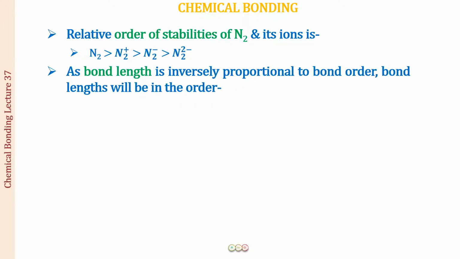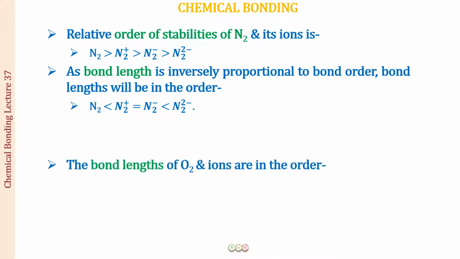Next we have is the bond length comparison. So bond length is inversely proportional to the bond order. The bond lengths therefore will be of the order N2 being the shortest bond length, then N2 positive and N2 negative being equal because they have the same bond order of 2.5, and N2 2-negative is having the longest bond length because the bond order was 2 and that was the least from these all.